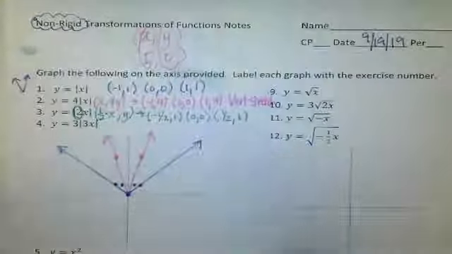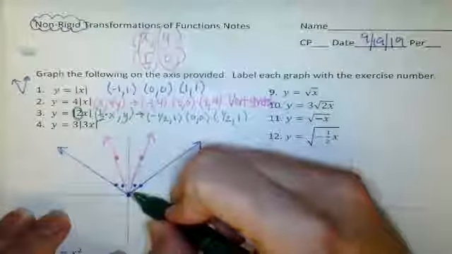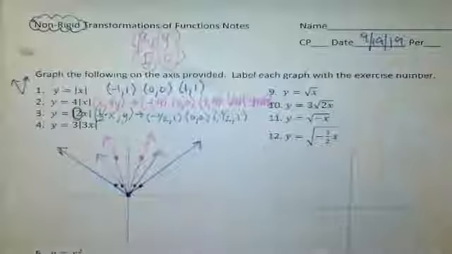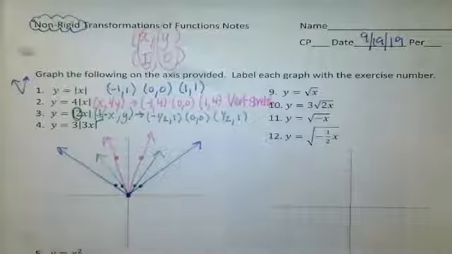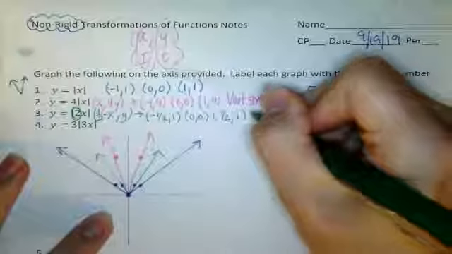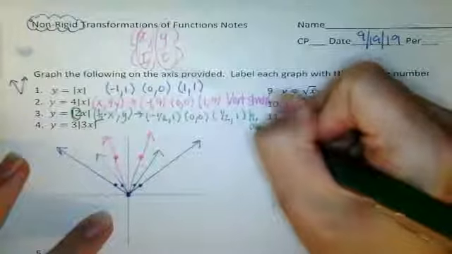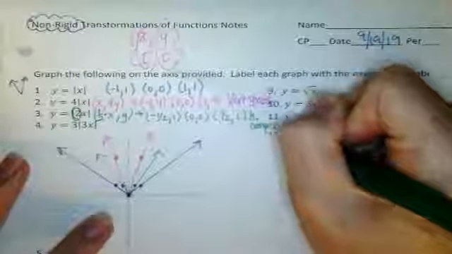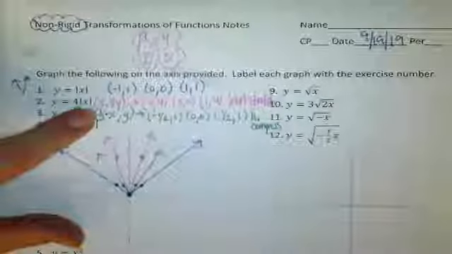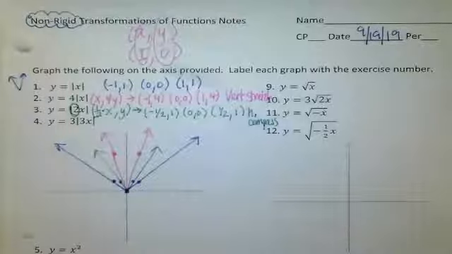This is called a horizontal compression. We are sliding those X values closer to the Y-axis. This is a horizontal compression. So I'm just going to put H compression. So horizontal compression by a factor of 1/2. We're multiplying by 1/2. That's what those X values are changing by.